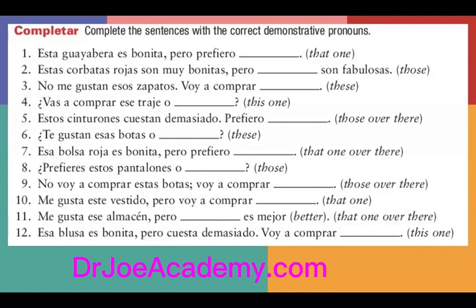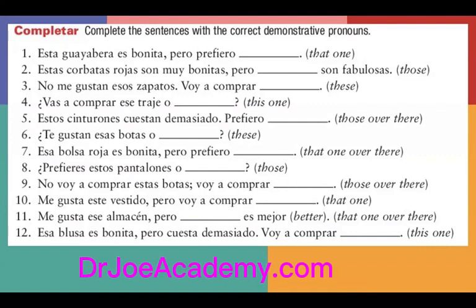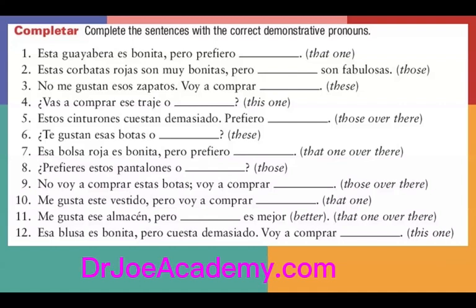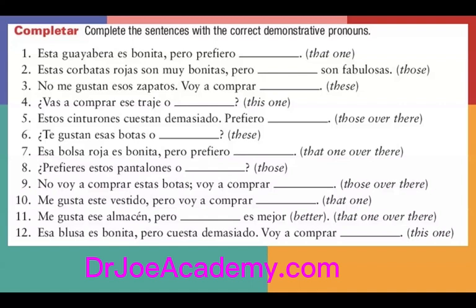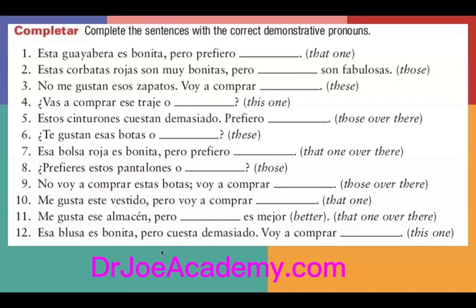So you said aquellos. For number 5, were you trying to say aquellos, or for number 4, were you certain it was going to be aquellos? So let's do number 4 together. ¿Vas a comprar ese traje o this one? How do we say this one in Spanish? Anna, how do we say this one in Spanish?